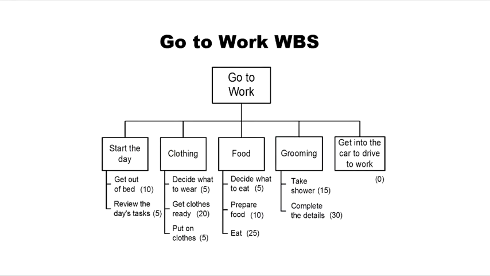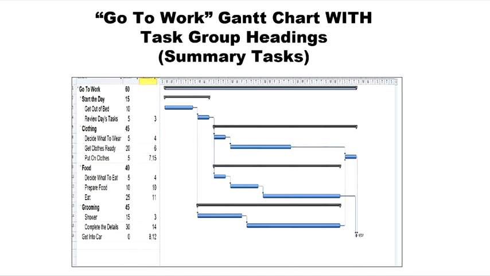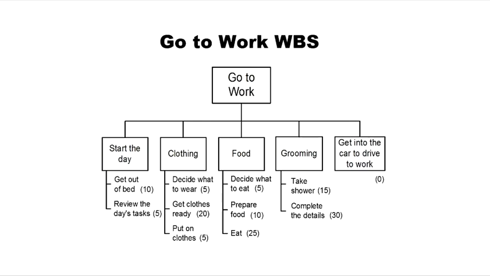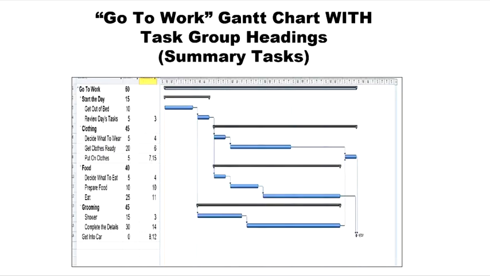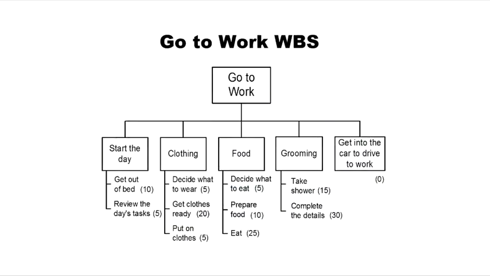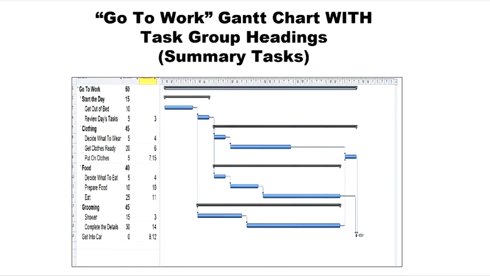So we started off with our Go to Work WBS and we rolled it into our Gantt chart. When we looked at our WBS, it has the headings on here, and if we go into a Gantt chart, we can also put those headings on here. The headings typically do not go on a network diagram, but on a Gantt chart you're often going to see those, and those are those big dark bars across a group of tasks, and they're called summary tasks. That's that heading, like start the day, clothing, food. Those actually show up on a Gantt chart, typically.